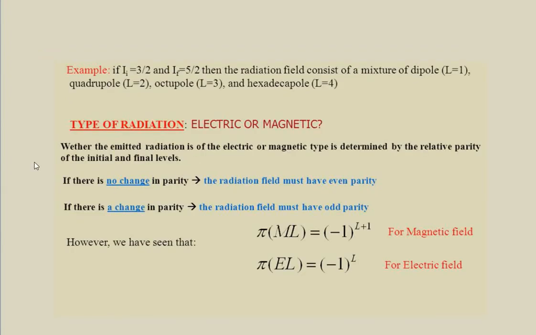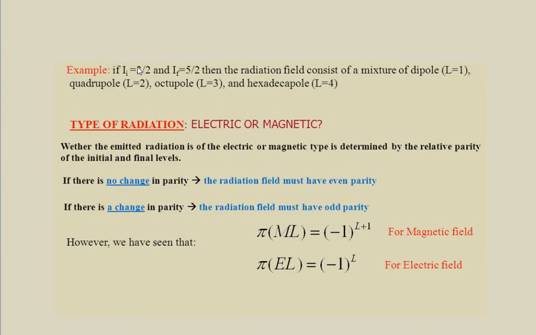Let us consider an example. If the initial state of the nucleus has I_i equal to 3/2 and the final state has total angular momentum I_f equal to 5/2, then the radiation field consists of a mixture of multipoles. What are the possible values of the angular momentum of the photon? It may be from the modulus of 5/2 minus 3/2 to 5/2 plus 3/2. So what will be the values? 5/2 minus 3/2 means 2/2, that is 1.